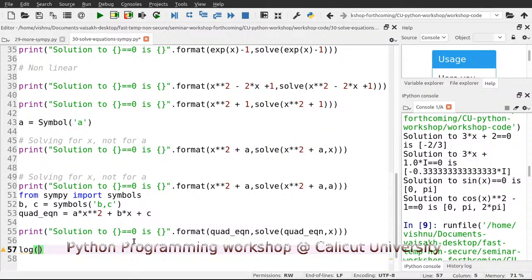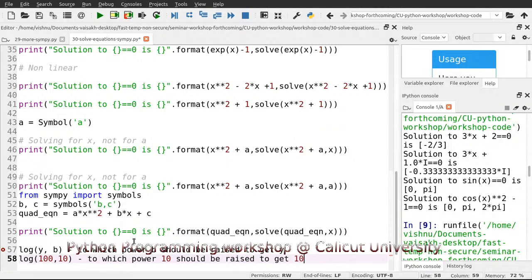Logarithm of y to the base b is equivalent to asking to which power b should be raised to get y. Logarithm of 100 to the base 10 essentially means to which power 10 should be raised to get 100. And so the answer is 2.